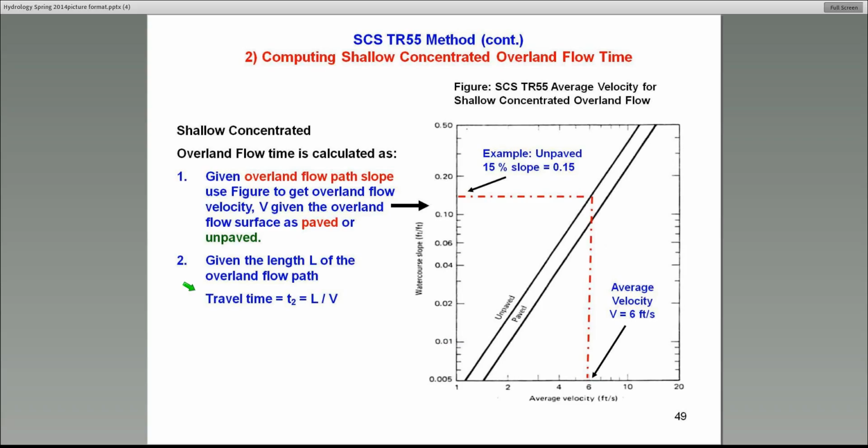Now remember, when you do this computation, the length is typically in feet and the velocity is in feet per second, so the travel time will come out in seconds. Then you might have to convert into hours or minutes, whatever unit you want. So this is the figure they recommend you use for overland flow, the second component.